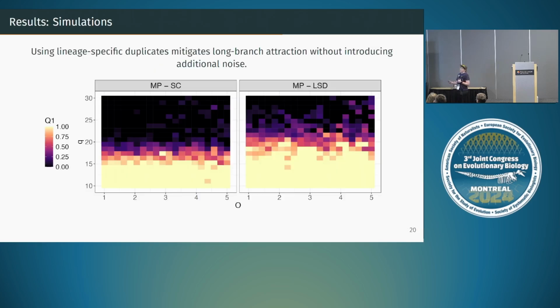And that's exactly what we see. So these are results from maximum parsimony again. On the left, we have results from single copy genes, and on the right, we have results from these lineage-specific duplicates. And we can see that we have high quartet support in a larger region of parameter space. So we're doing quite a bit better. Using these lineage-specific duplicates mitigates long branch attraction without adding this additional noise.